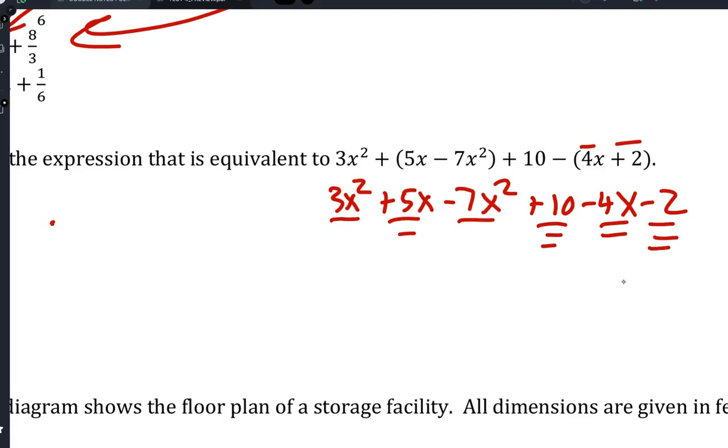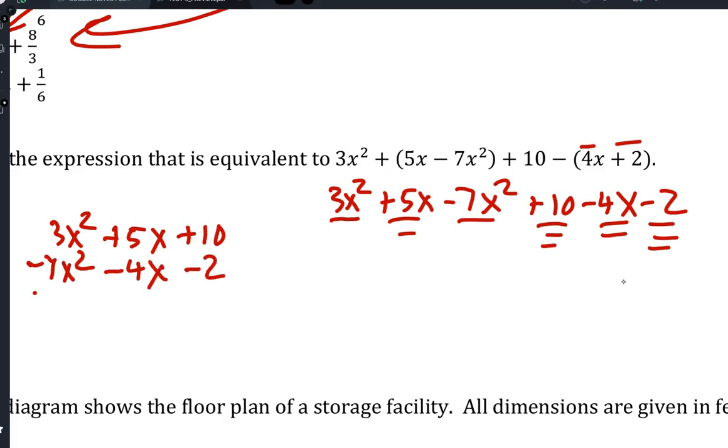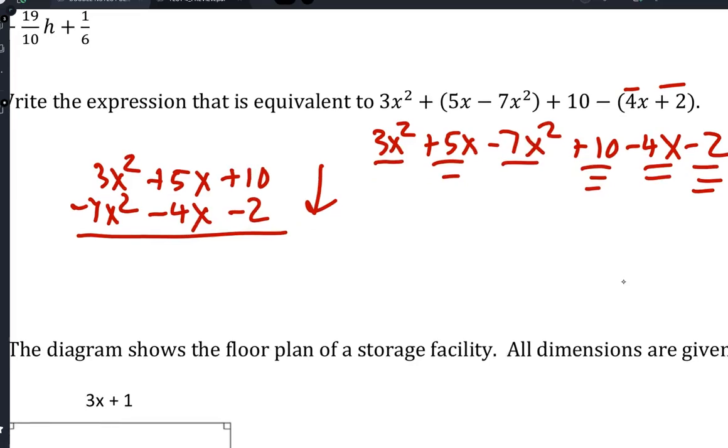So let's stack it up. I got 3x squared. My double underline is a plus 5x. My triple underline's a plus 10. And then I got minus 7x squared right here. My next double is a minus 4x. And my next triple is a minus 2. I could just go straight down and add this up.